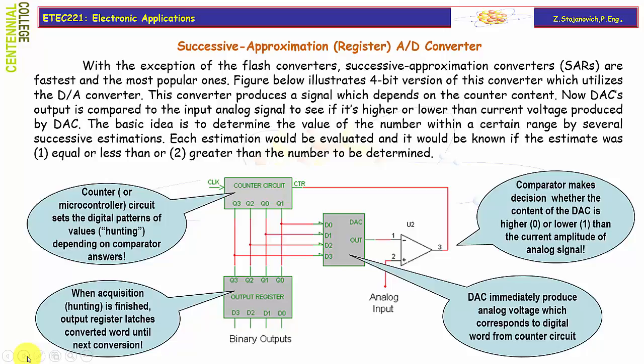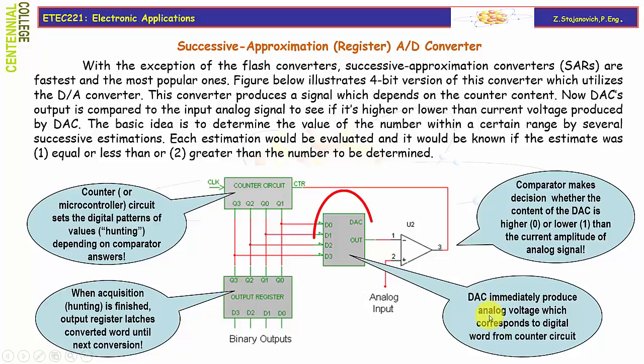So take a look at the block diagram of a typical SAR's digital to analog converter. A counter or microcontroller circuit sets the digital patterns of the values, which we call hunting, depending on the comparator's answers. That's the basic function of the counter circuit. This counter circuit feeds the output register. When acquisition or hunting is finished, the output register latches the converted word until the next conversion.